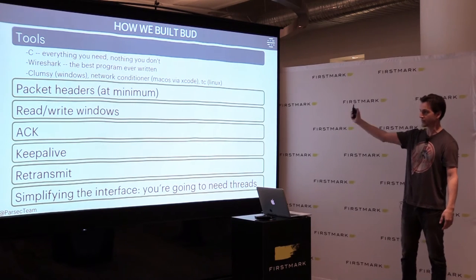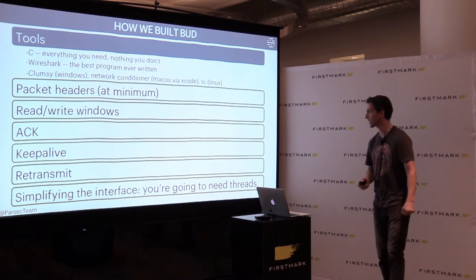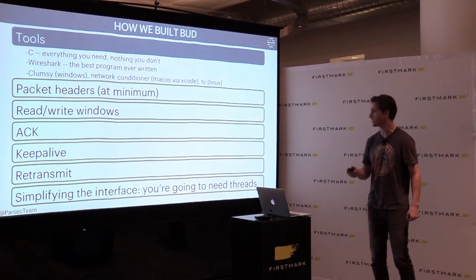And then, of course, you need something that can test the loss. I use Clumsy for Windows, Network Link Conditioner, the Xcode tool, on Mac, and tc on Linux.